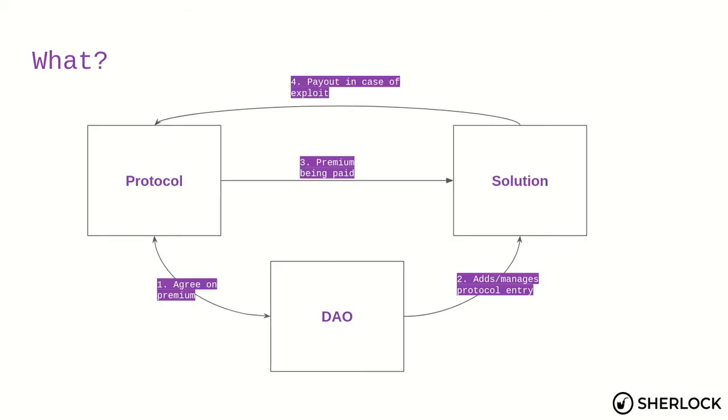So how does it work in case you're a protocol? The first step is that the protocol and the DAO need to agree upon a premium. As you can imagine, some protocols are riskier than others. So the DAO has pricing and security experts, and they agree on a premium with the protocol. The DAO adds and manages the protocol in case there is an agreement, and then the protocol starts paying the premium to the solution.